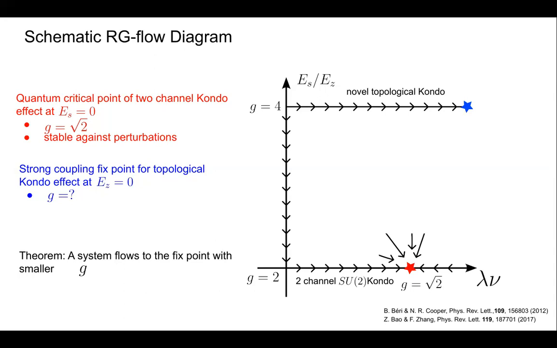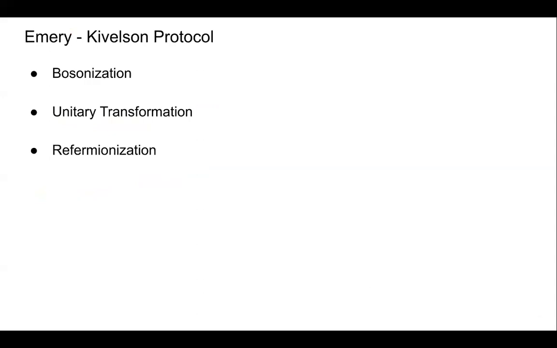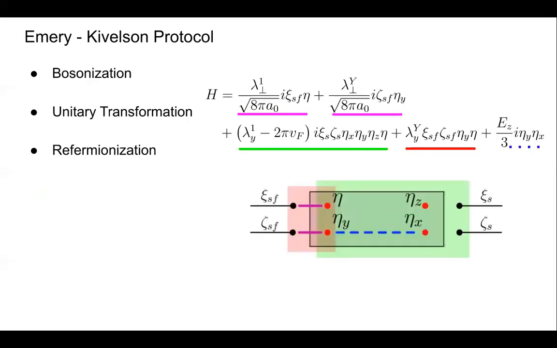always the RG flow goes from a fixed point with higher G down to one with lower G. So therefore, we already have some idea. But we want to now understand this fixed point. So we do the Emery protocol. We bosonize, we unitary transform, and we refermionize. And our final Hamiltonian is then this.